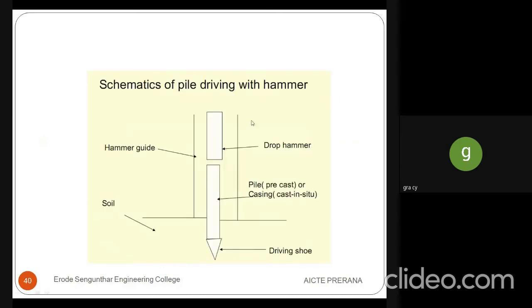So this is the schematic of pile driving with a hammer. First, here we can see the drop hammer, hammer guide, and the pile, either precast or casing pile. Here, this one is the driving shoe. Below that, we have the soil, which may be firm soil or soft soil or hard rock.